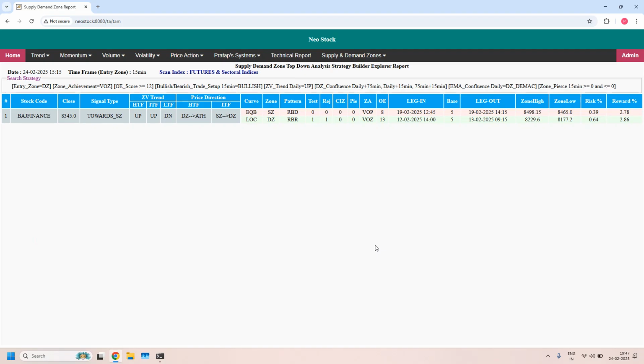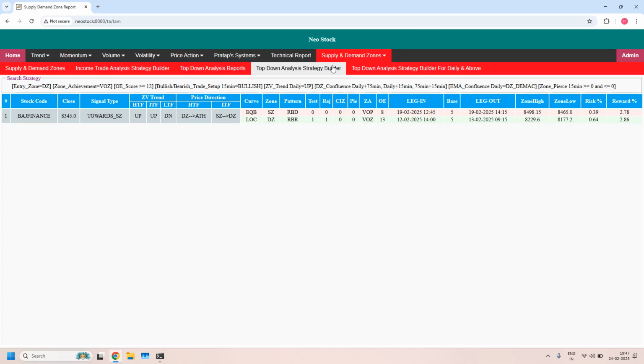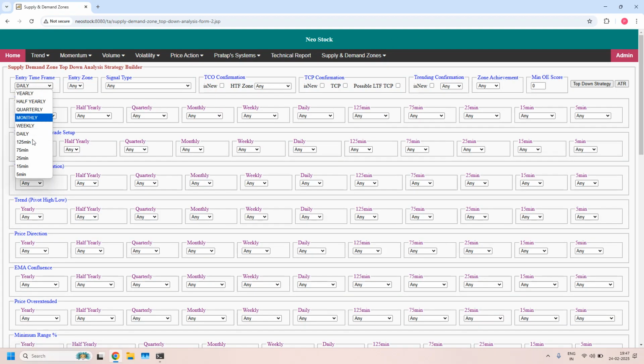So this is a bullish trade setup for a daily income trade. Next, bearish trade setup for daily income trade. Entry time frame 15 minutes, entry zone supply zone. In bullish or bearish trade setup at 15 minutes, I am selecting bearish.